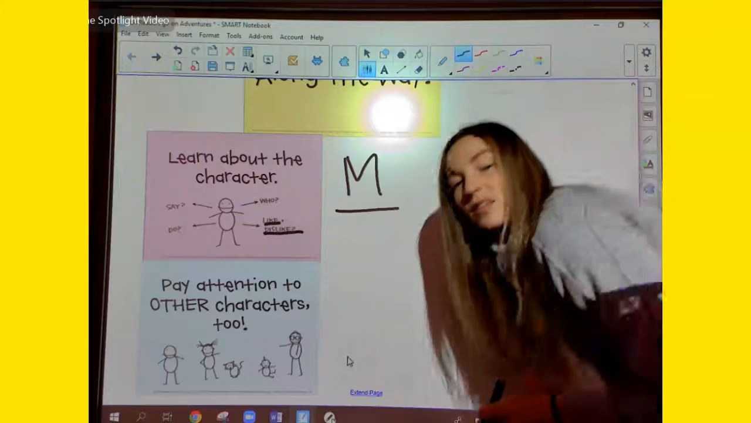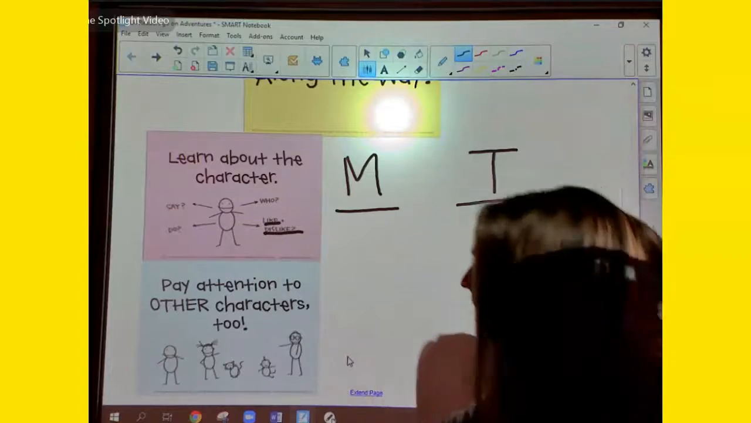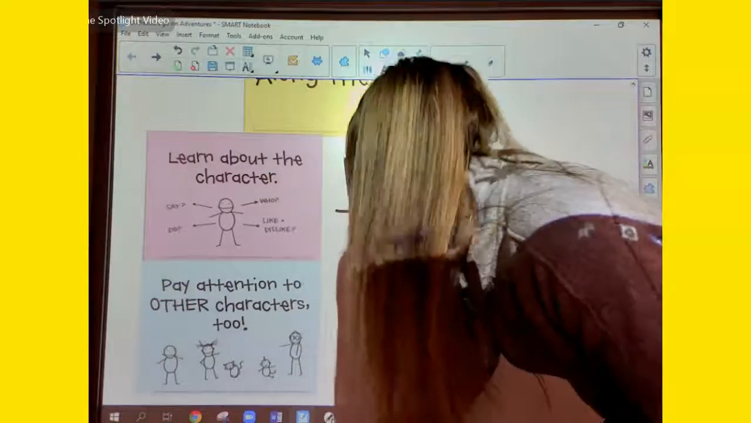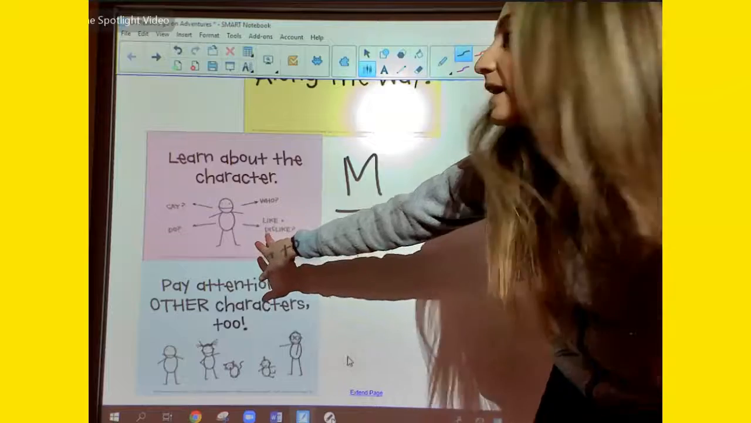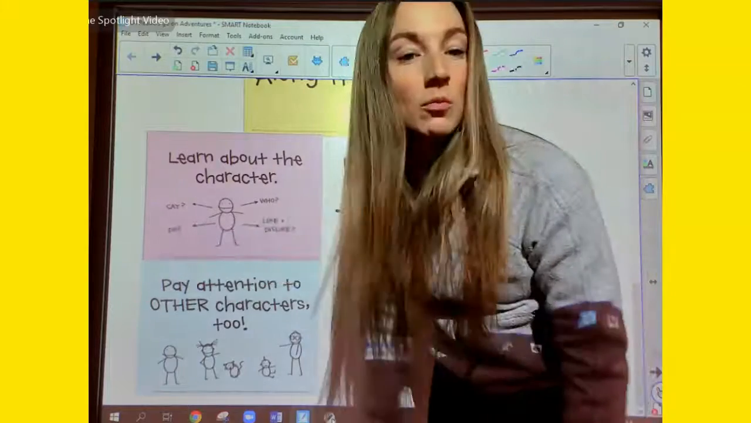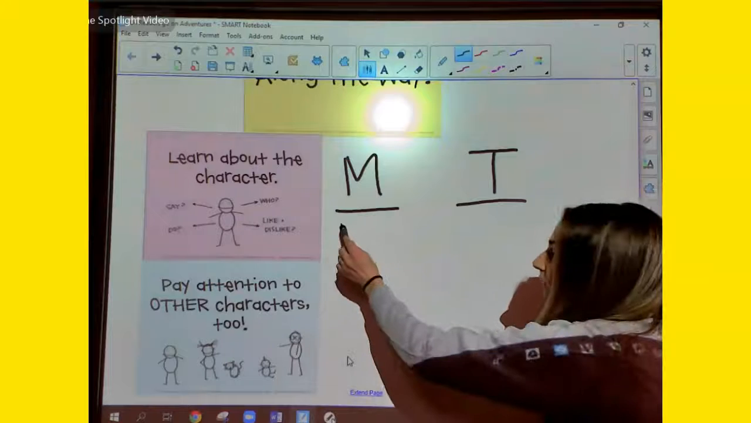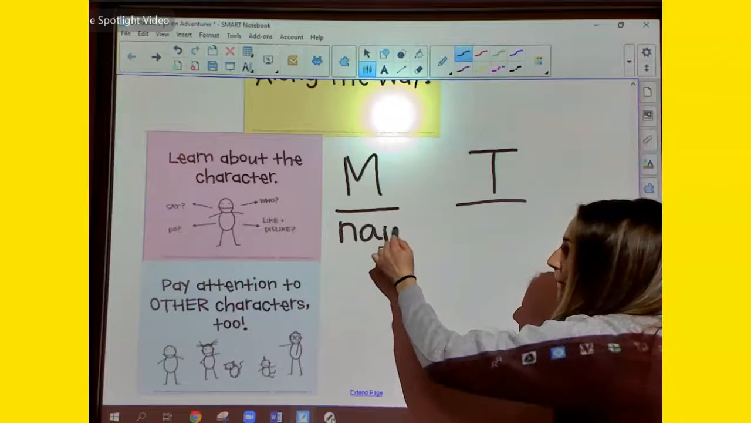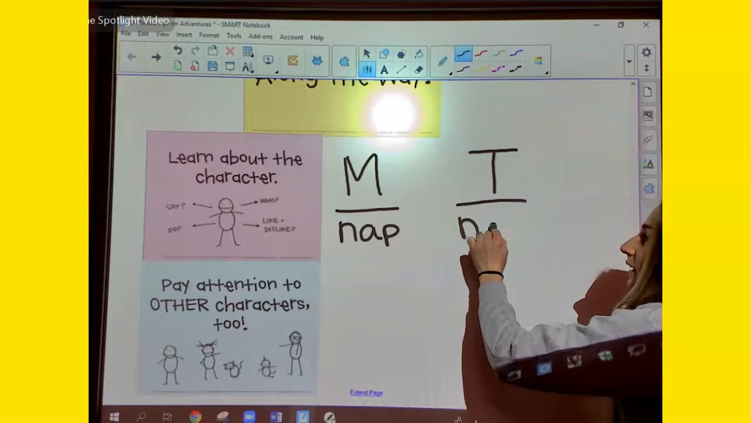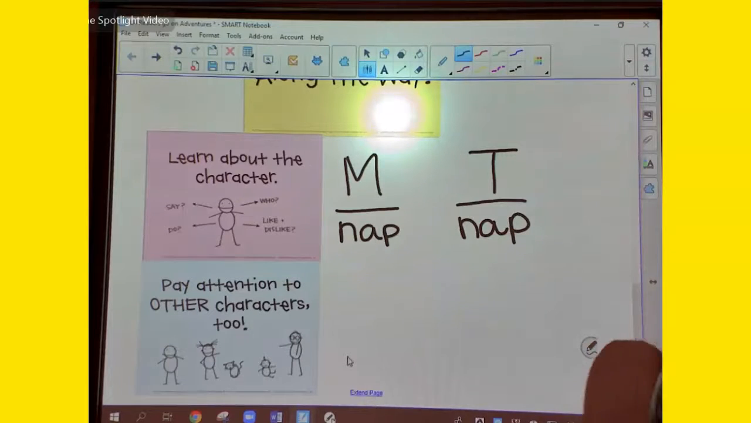And I want you guys to think, what can we describe about these characters? Can we think about who they are, what they like or dislike, what they say or what they do? Paulina already told us that they both like to nap. So we're going to write nap. They both like to nap.